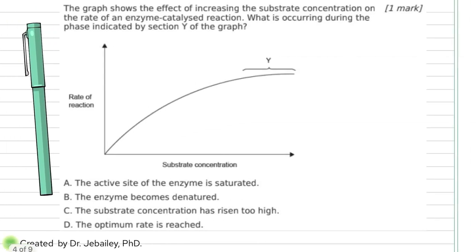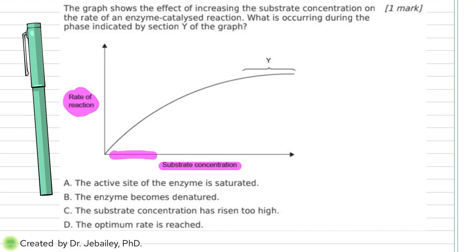Now we have another question here, and there are always going to be a lot of graphs when it comes to enzymes. So it's very important for you to understand how enzymes are represented in a graph. Whenever you have a graph, the first thing you have to do is always look at the y-axis. Here it says the rate of reaction, that means how fast the enzyme is working. And here is how many substrates, that means how many reactants you are putting there.